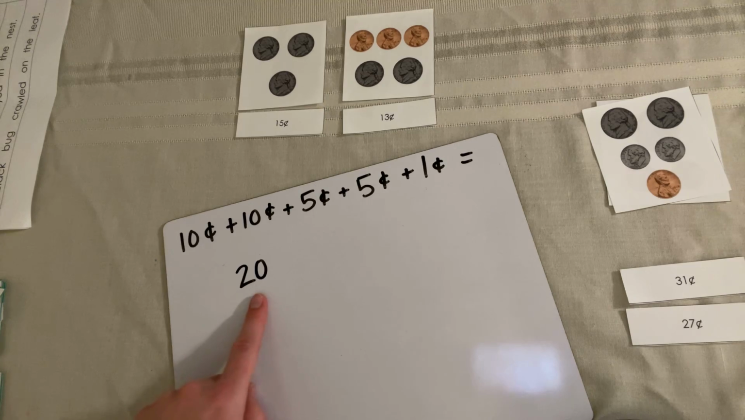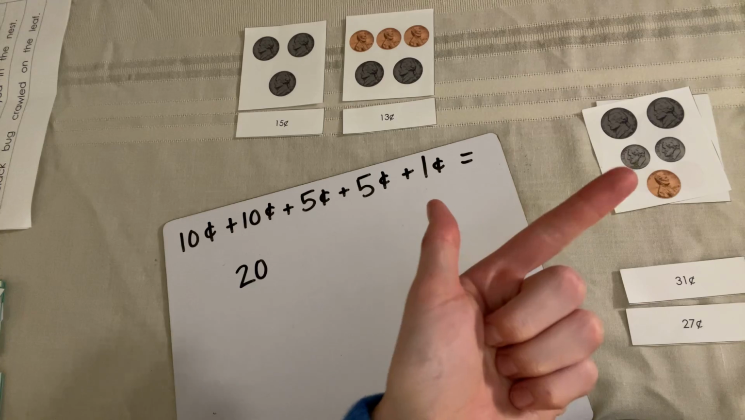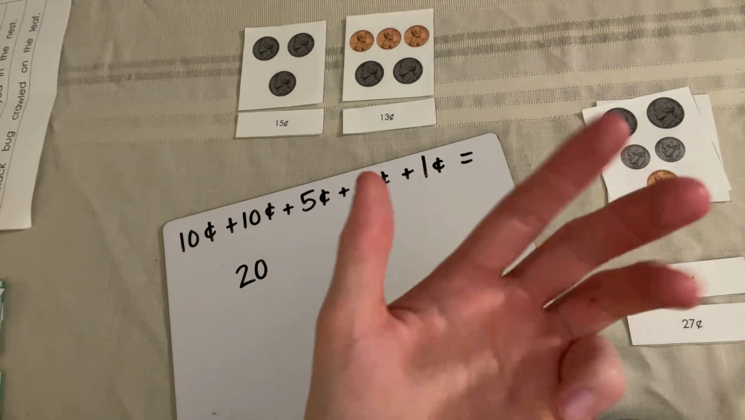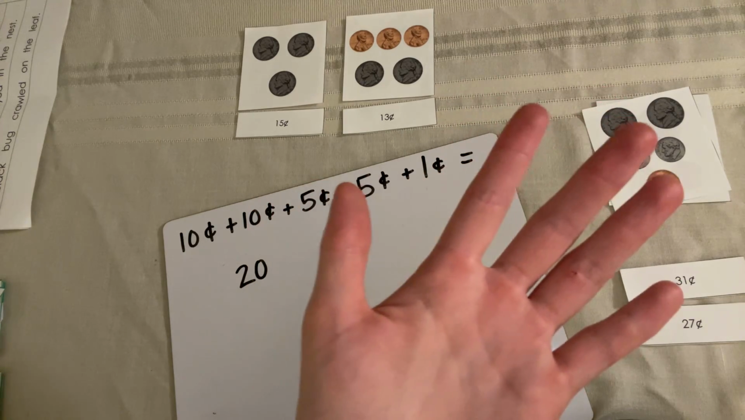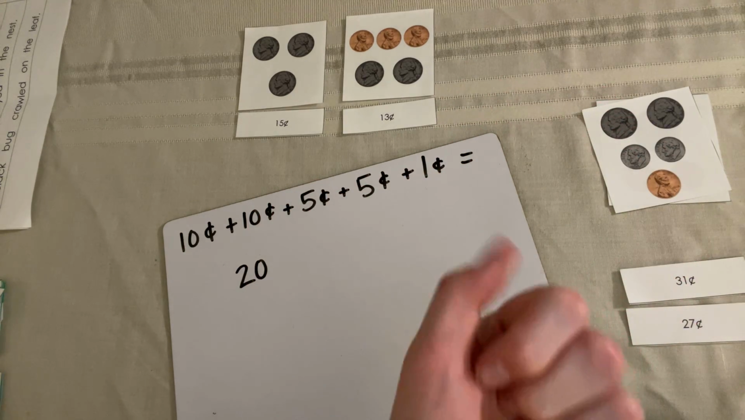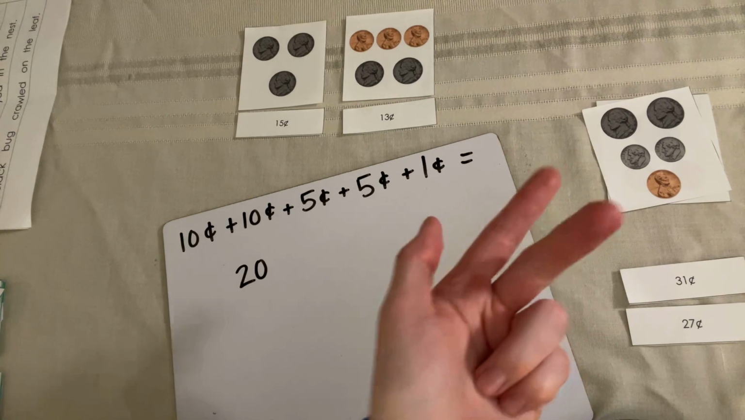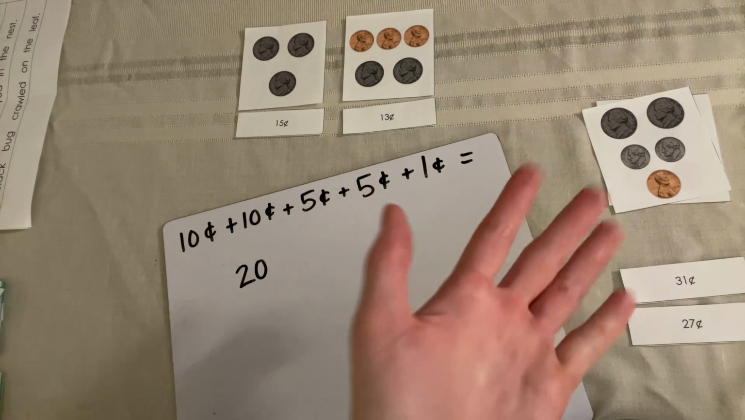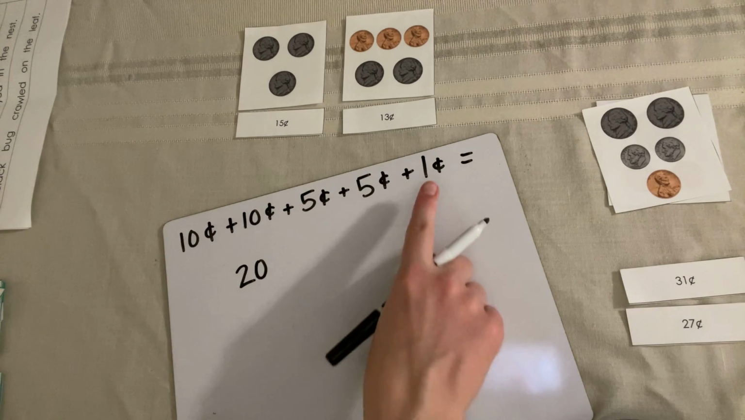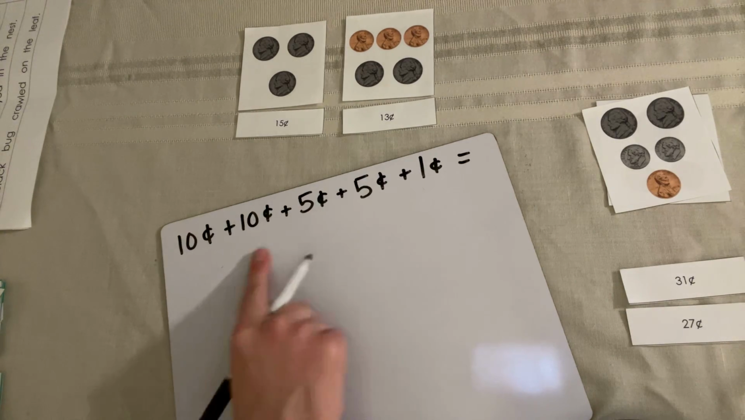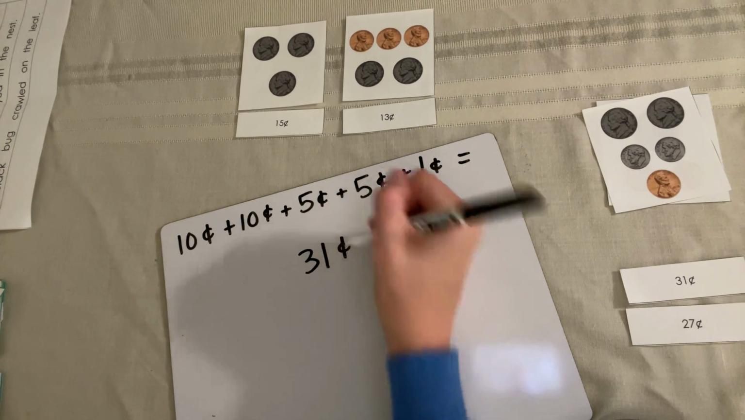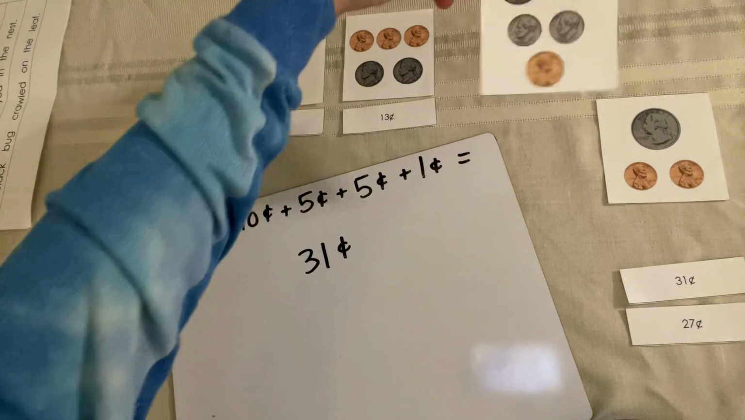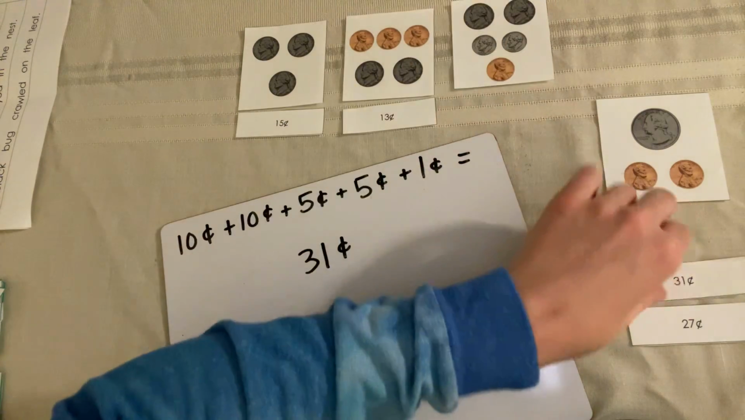I'm going to put 20 in my head and count up 5 more. 21, 22, 23, 24, 25. Now keep 25 in my head and count up 5 more. 26, 27, 28, 29, 30. And now count up 1 more. That equals 31 cents. This is 31 cents.